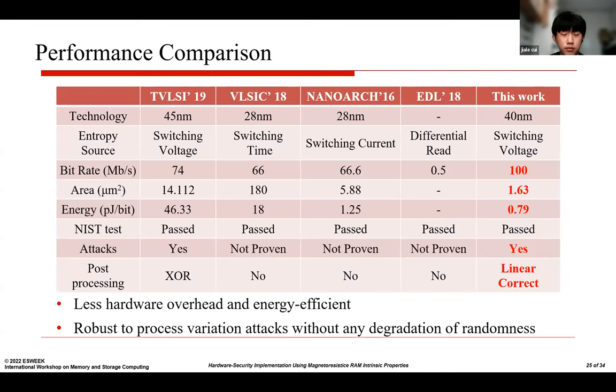And this table shows the performance comparison of existing STT MRAM-based TRNG. We can see that our proposed scheme has less hardware overhead and it is energy efficient. And it is also robust to process variation attacks without any degradation of randomness.